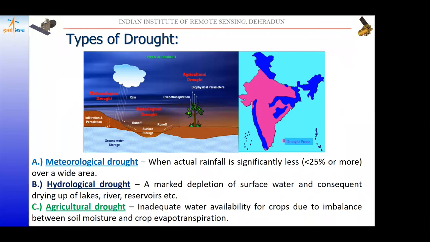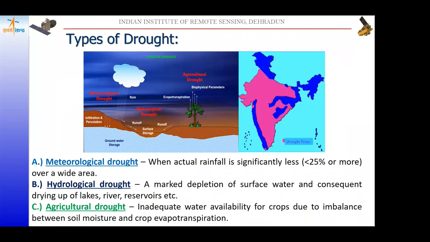And if the same condition persists over a particular location, and that ultimately results in a marked depletion of surface water as well as groundwater, which further leads to the drying up of lakes, reservoirs, streams, or surface water bodies, then these conditions are defined as a hydrological drought situation.